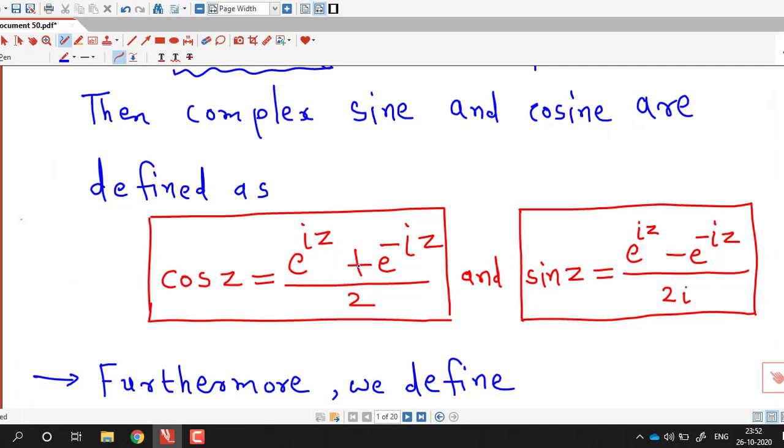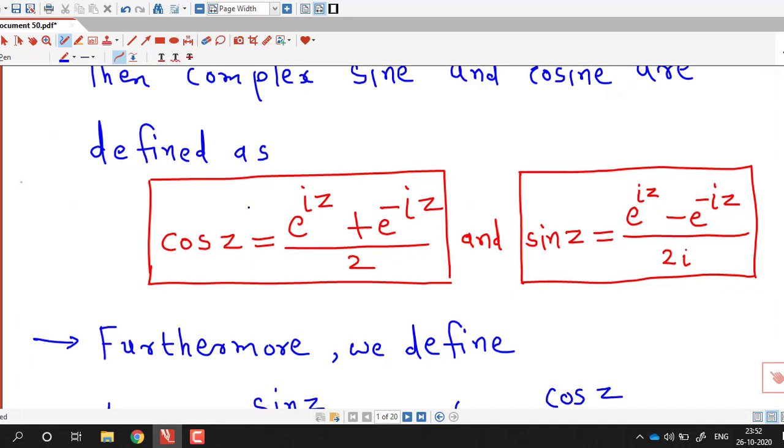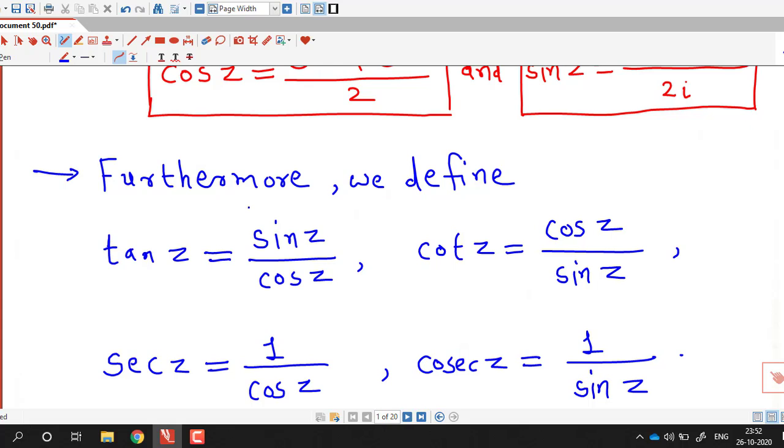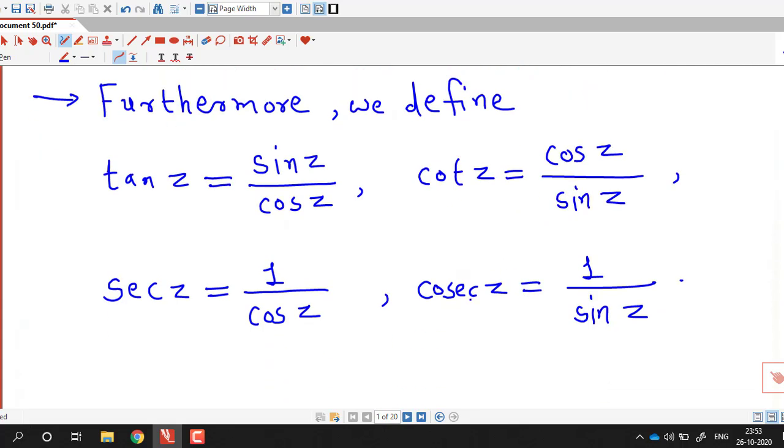The difference is that here we have a positive sign, and here it is negative. Here we divide by 2 and here we divide by 2i. Now the remaining functions are defined as in the case of a real variable. Tan z is defined as the quotient of sin z and cos z. Cot z is the quotient of cos z and sin z. Sec z is 1 over cos z and cosec z is 1 over sin z. So these definitions are similar to the definitions in the real case.